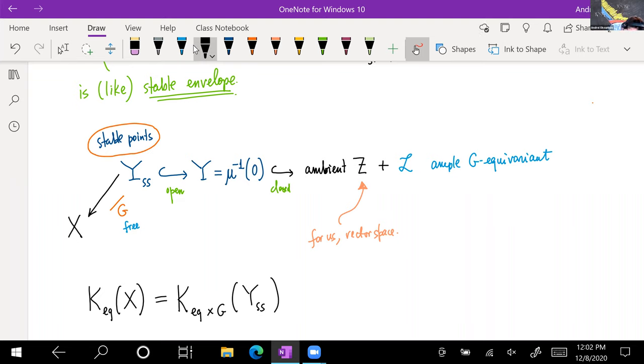And then you need to extend it, somehow extend from the open. That's a really questionable step, because that's extension from the open.